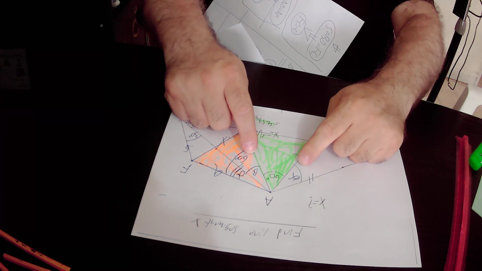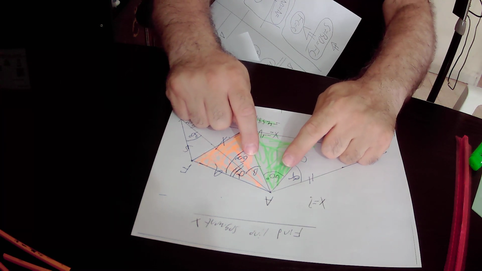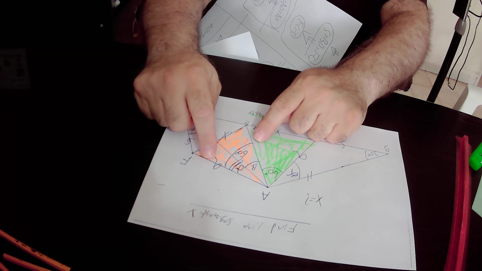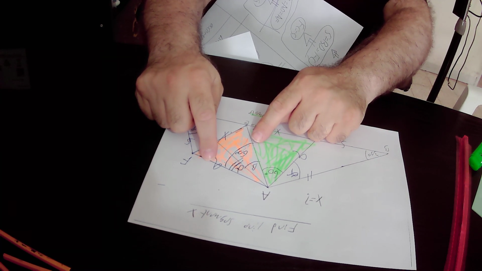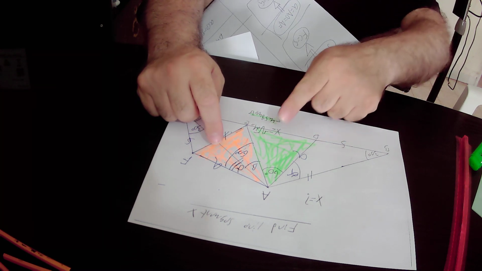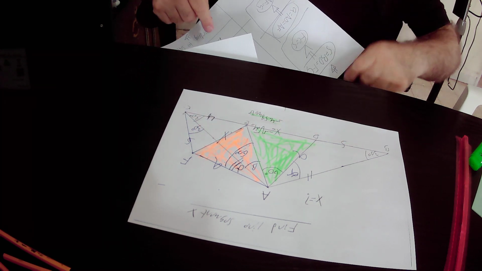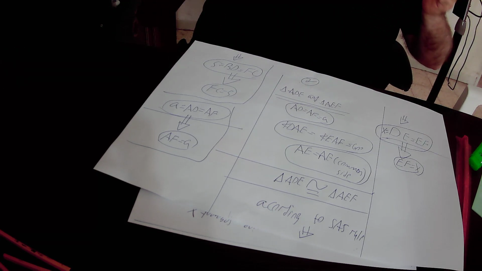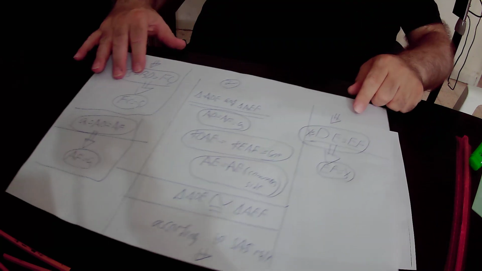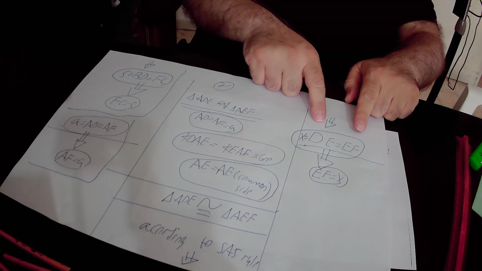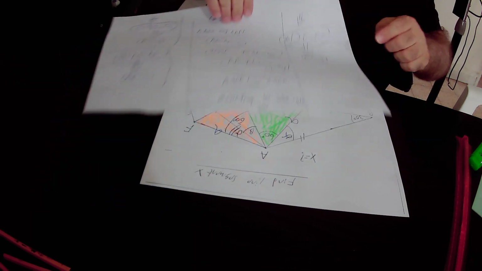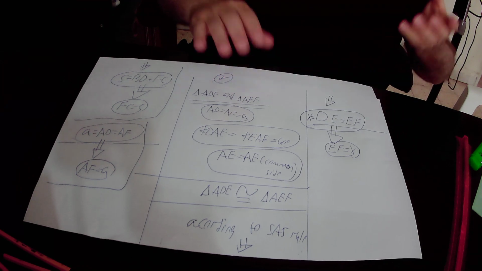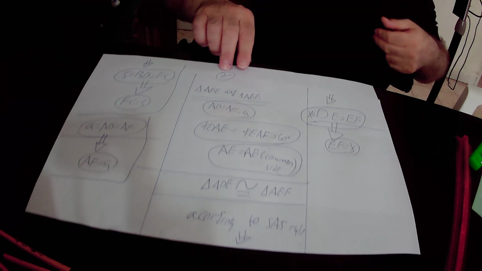Here, those two sides and the angle that is included between those two sides, that is to say this angle, in the green triangle correspond to those two sides and the angle that is included between those two sides in the orange triangle. Therefore, those two triangles can go into each other according to the side angle side rule. And from the fact that the green triangle can go into the orange triangle, we conclude that side DE equals side EF, according to the same rule that corresponding sides in congruent triangles are equal to each other.